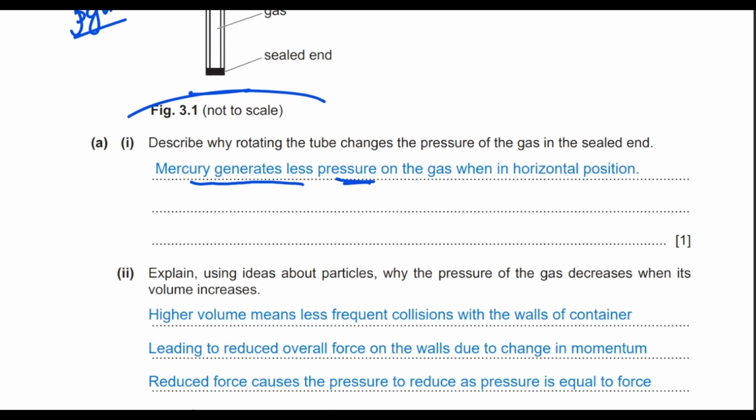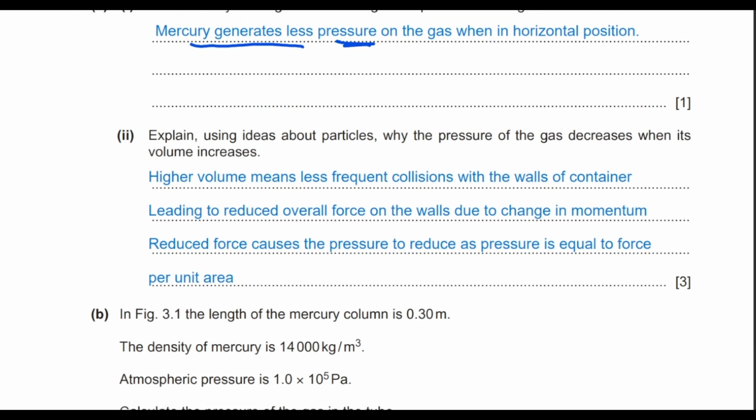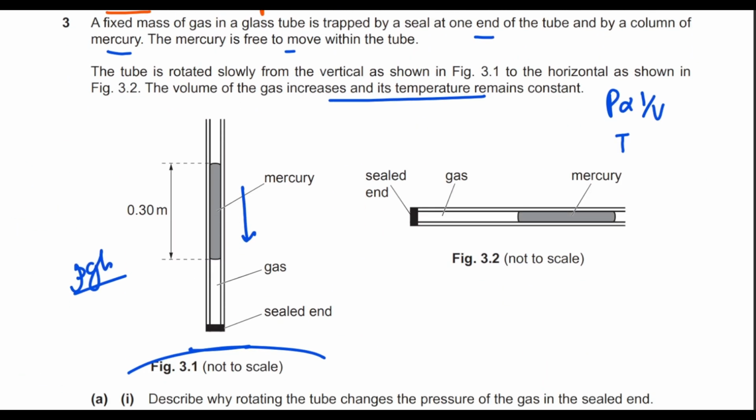Okay, so the next idea is explained using ideas about particles. Now, whenever you encounter this question, you always have to think about atoms, right? Why the pressure of the gas decreases. Now, he says it decreases when its volume increases. It's a general calling to this formula of Boyle's law. He wants you to discuss this formula. That is it, right? So as we understand that now, the volume has increased. So pressure would have decreased.